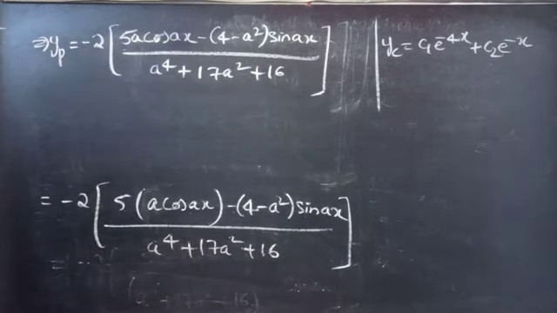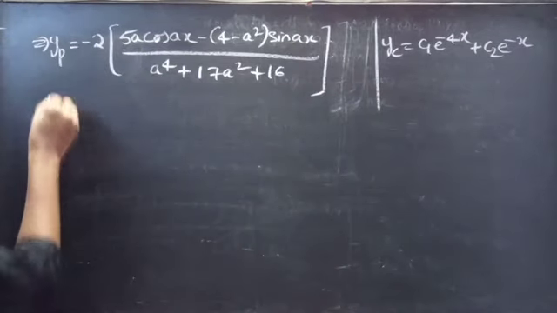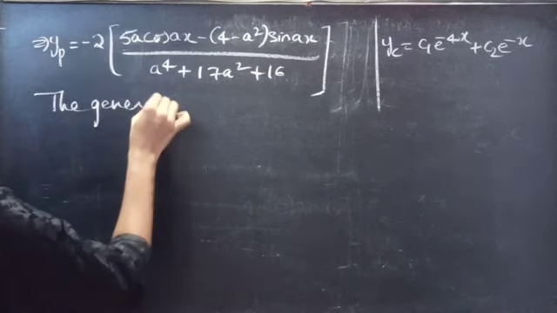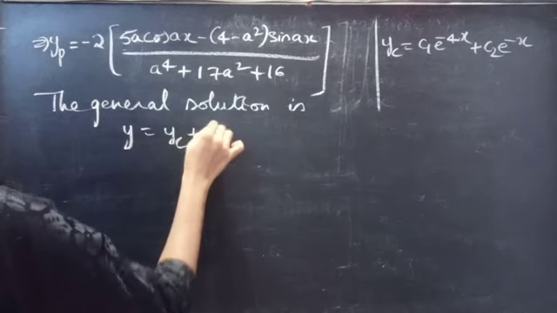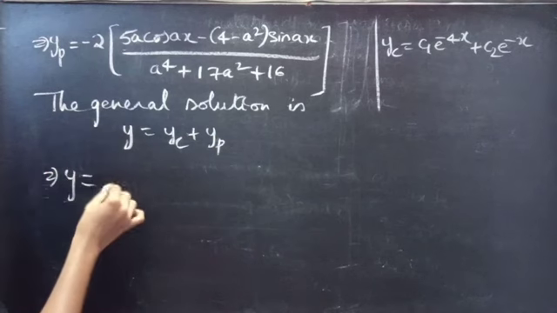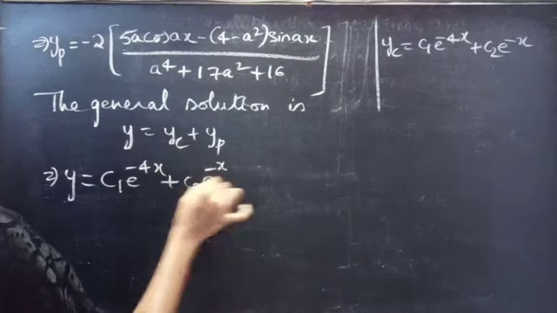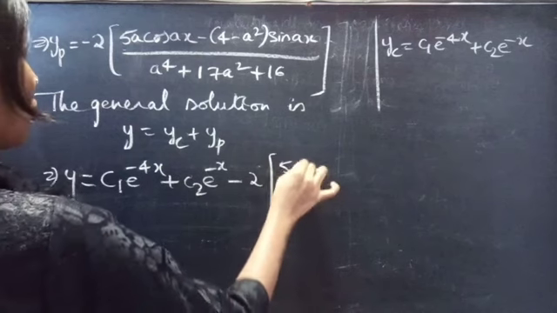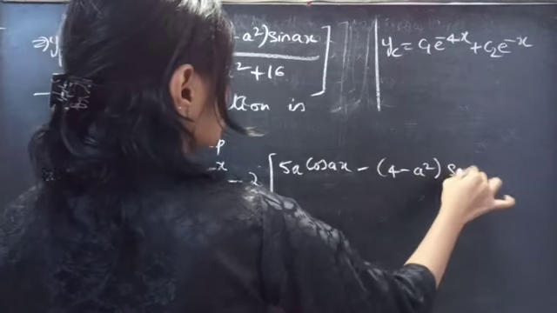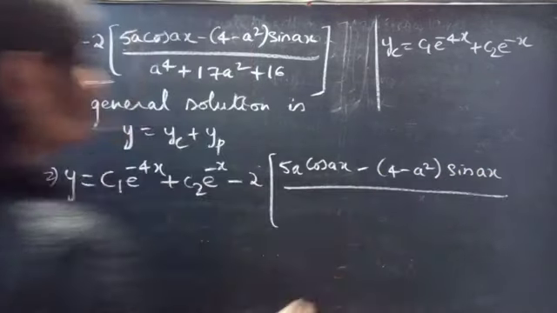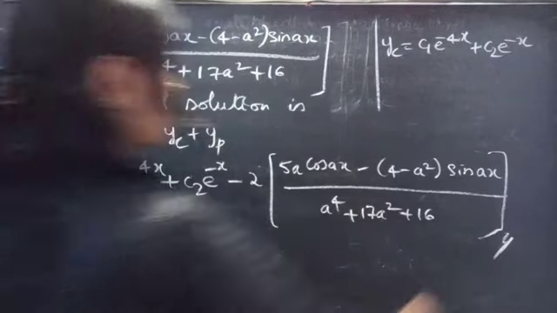Now we can write the general solution to our problem. The general solution is given by y equals yc plus yp. Then y equals c1 e power minus 4x plus c2 e power minus x plus yp, which is minus 2 into 5a cos ax minus of 4 minus a square into sine ax by a power 4 plus 17 a square plus 16. This completes the problem.